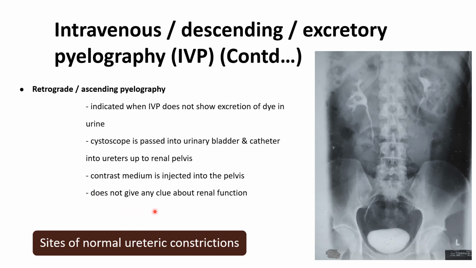So the importance of intravenous pyelogram is that, in addition to identifying the anatomical abnormalities, it also helps to identify the renal function. In this pyelogram, you can also identify the sites of normal ureteric constrictions.